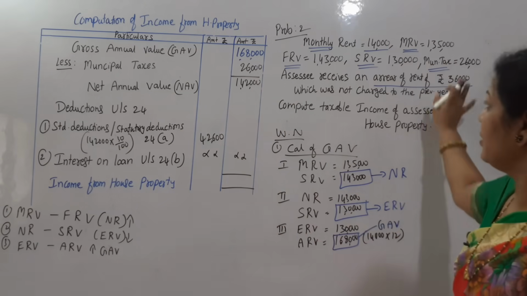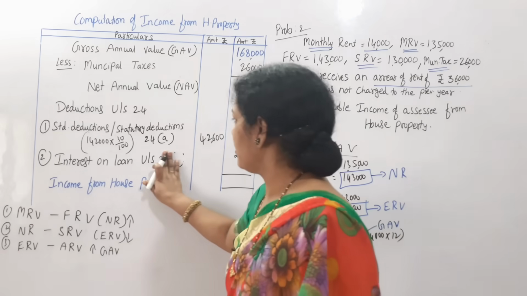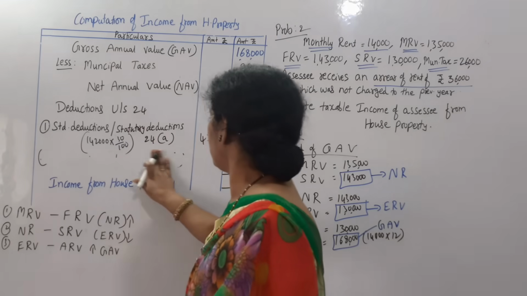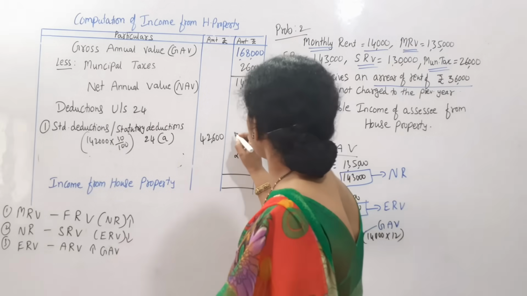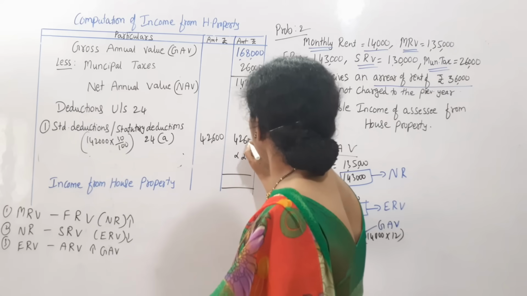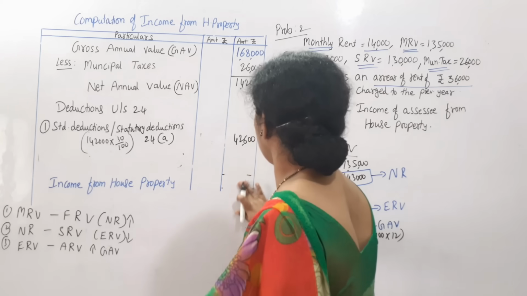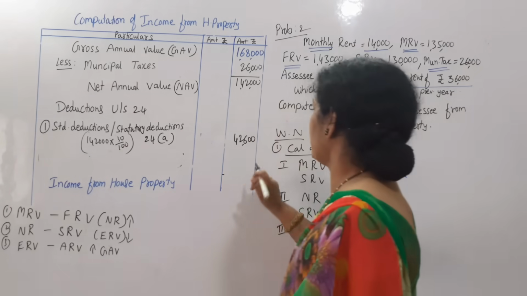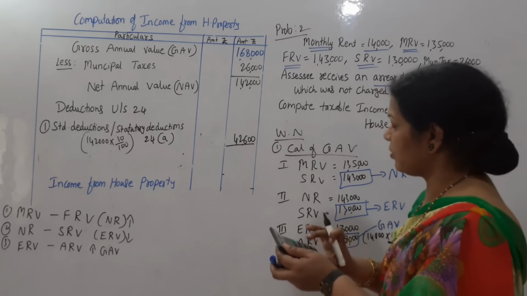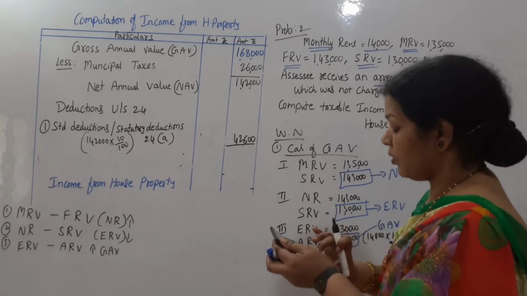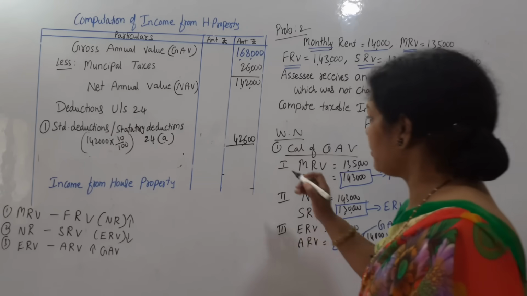Interest on loan, anything is given? Not given. So this is not there. So directly I can write it outside. Only one amount now, 42,600. So deduction, no? So 42,600 minus 1,42,000, 99,400.